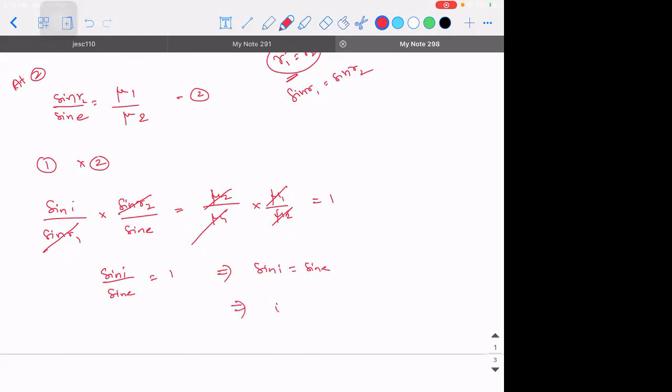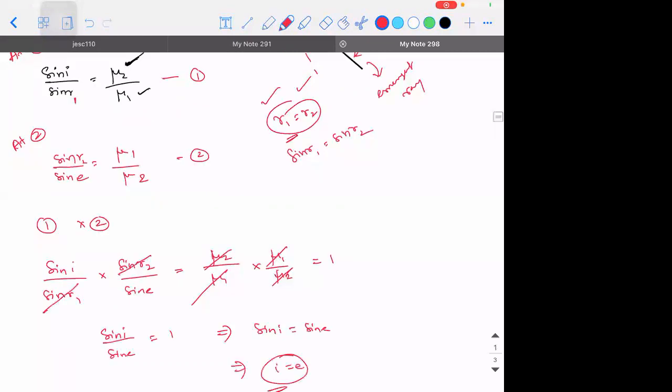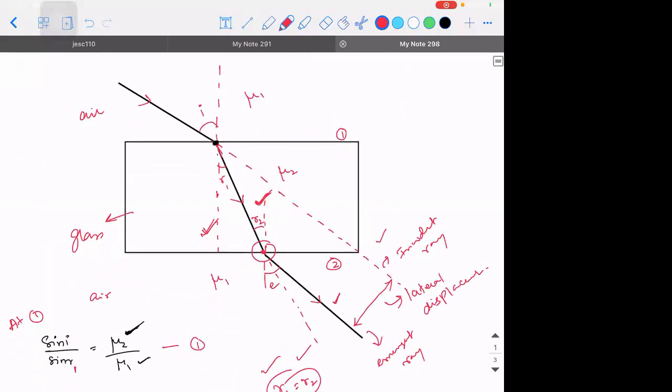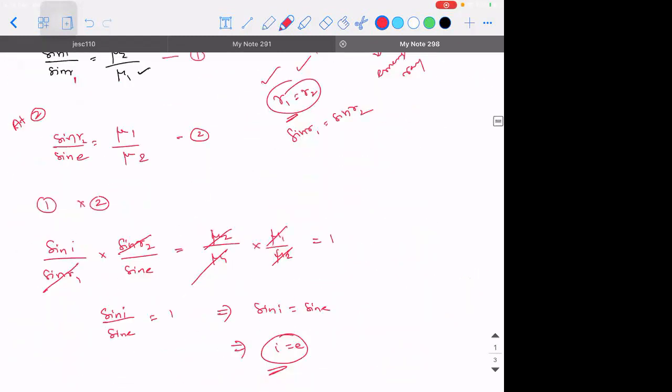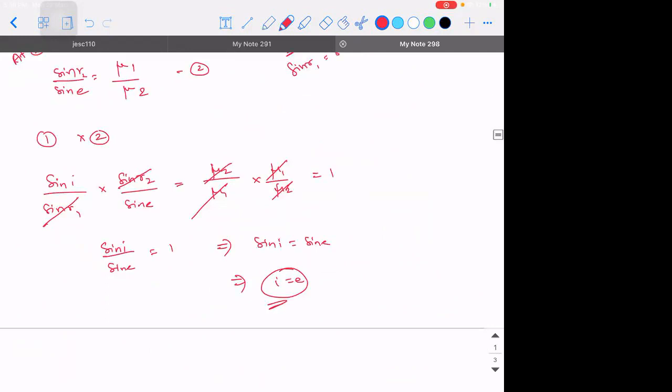From this, what can you conclude? I is equal to E. If I is equal to E, then what should happen? The extent of bending would be equal, and the emergent ray should be parallel to the incident ray. No other option. So this is a theoretical proof, though it is not from the exam point of view. Don't get confused. I've just explained it so that you're able to understand how to apply Snell's law.